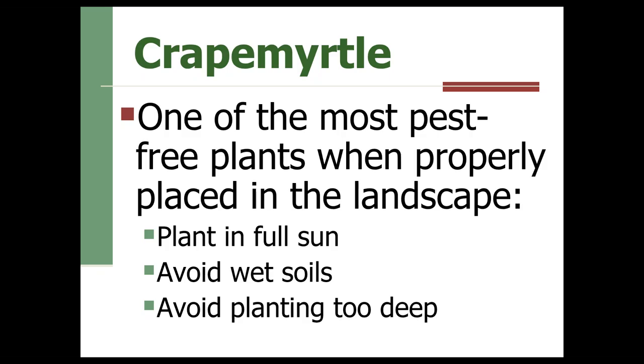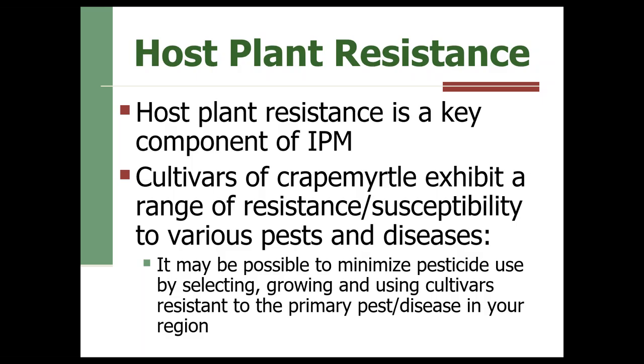Crape myrtles, as I said, there are a tremendous number of varieties out there. Fortunately, crape myrtles are showing some variable resistance to different pests. And host plant resistance is a key component of IPM. We can take advantage of crape myrtle showing resistance to some of these pests by purposely using the resistant cultivars whenever we can. In doing so, it may be possible to minimize some of our pesticide use by selecting, growing, and using the cultivars that are resistant to the primary pest or disease in your particular area. So there is a lot of great hope, I think, with breeding for resistance to some of these problems that crape myrtle occasionally shows.